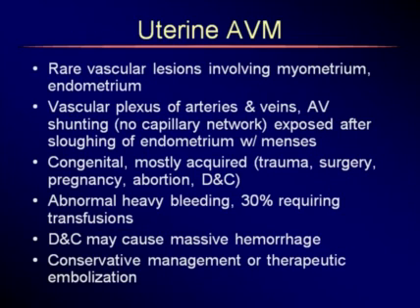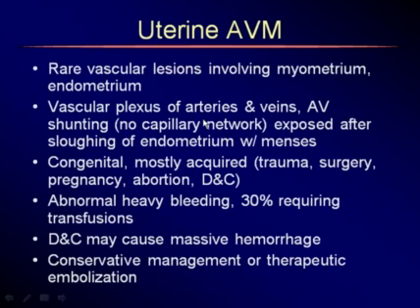A couple other things at the end here. Uterine arteriovenous malformation, that occurs in the myometrium. This is a rare vascular lesion. It's a vascular plexus of arteries and veins with some arteriovenous shunting. There's no intervening capillary network, so the blood goes directly from an artery into a vein.